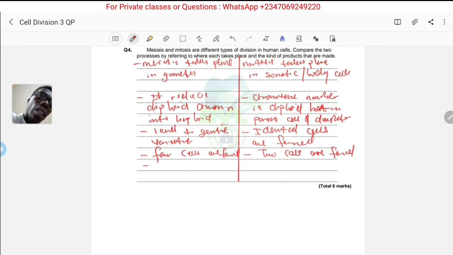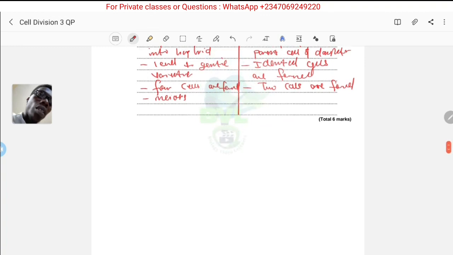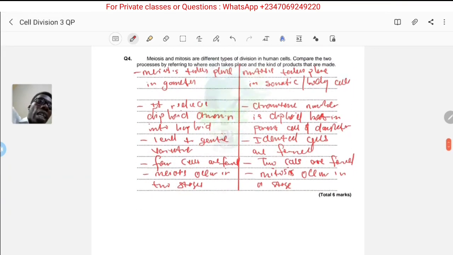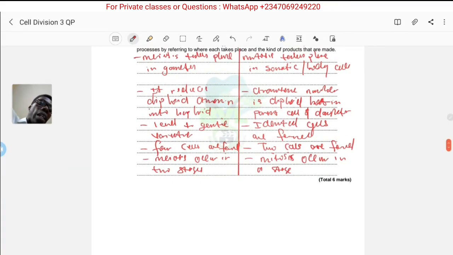Let me just add this. Meiosis occurs in 2 stages. Mitosis occurs in a single stage. I think it's about 8 points already. I'm thinking if I want to add more.